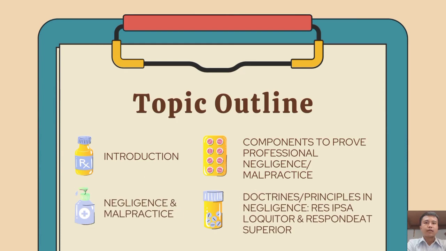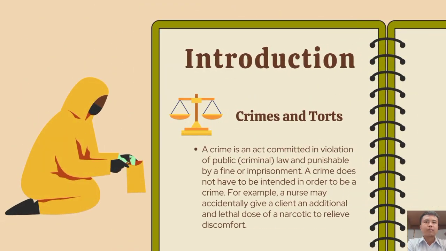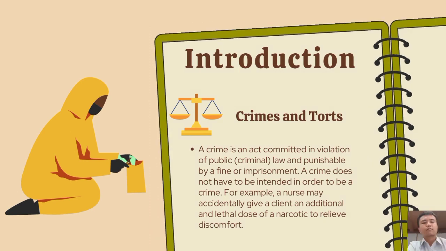Crimes and torts. A crime is an act committed in violation of public law and punishable by a fine or imprisonment. A crime does not have to be intended in order to be a crime.